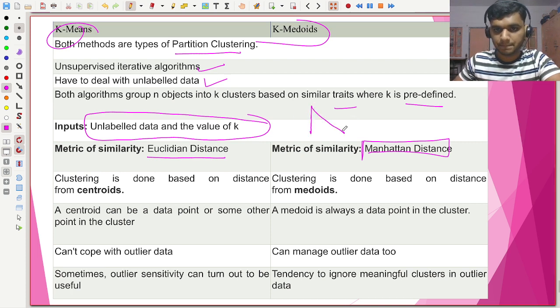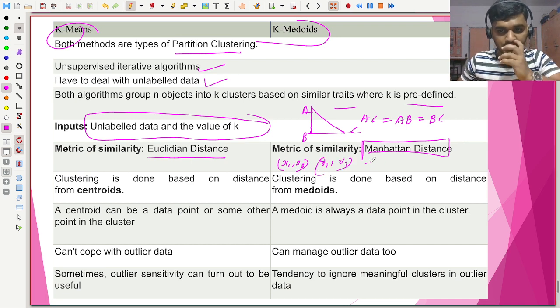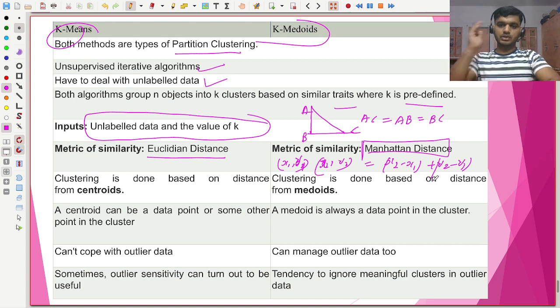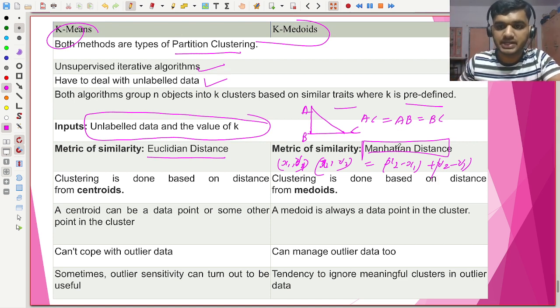Suppose you calculate the distance from A to C. How to calculate? A to C equals AB plus BC. That is, if x1, y1 is one point and x2, y2 is another point, it is calculated like this: the absolute value of x2 minus x1, plus the absolute value of y2 minus y1. It is the Manhattan distance.